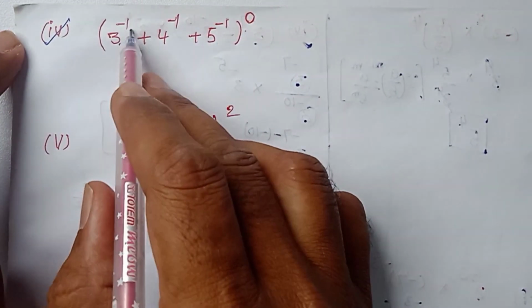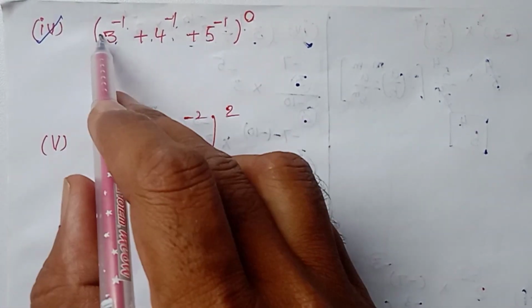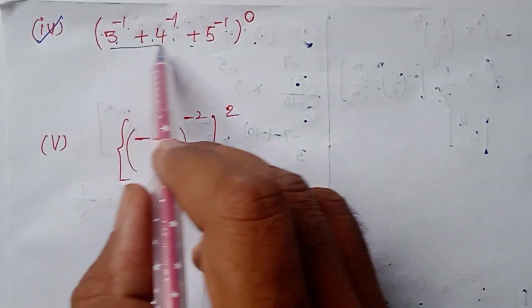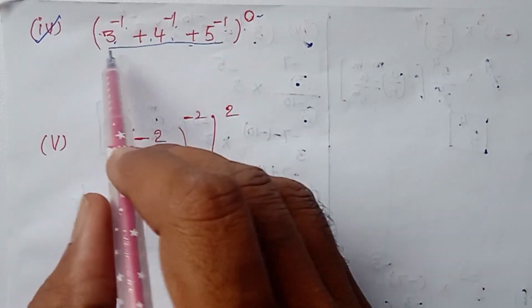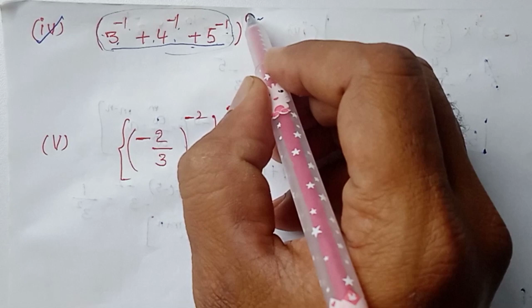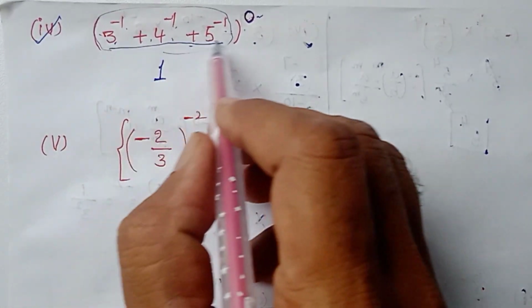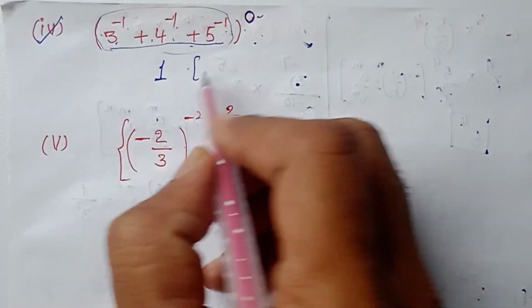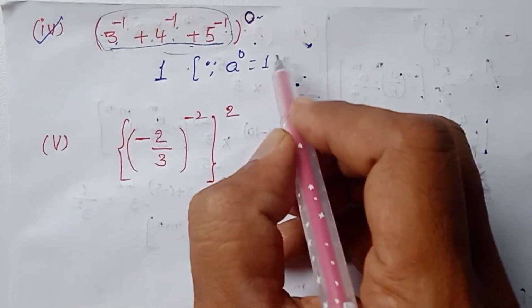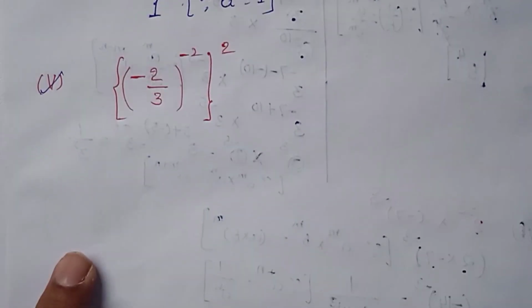3 to the power of minus 1 plus 4 to the power of minus 1 plus 5 to the power of minus 1 whole to the power of 0. See, but all this together becomes the base, this is the exponent. So whatever the base is, if the power is 0, the answer will be 1. So we don't need to change anything here, because of the law a to the power of 0 is equal to 1.